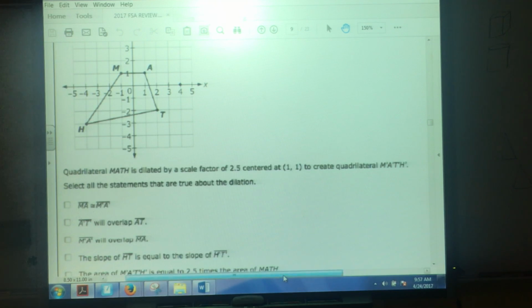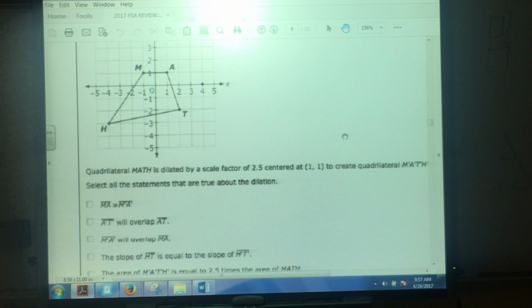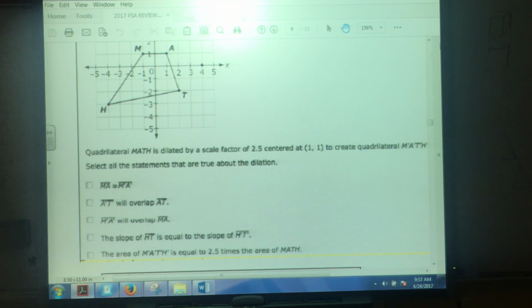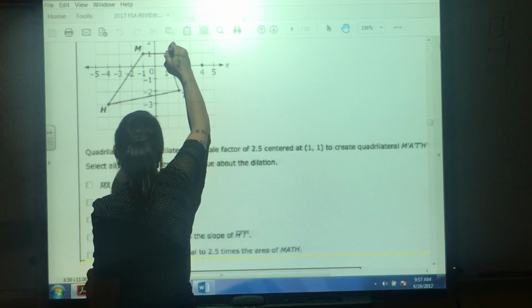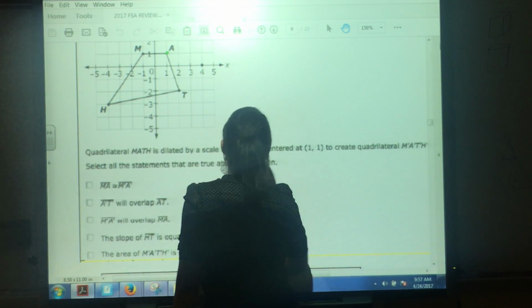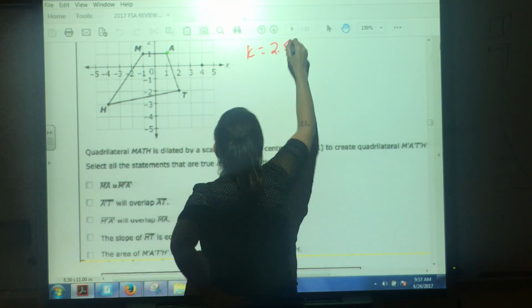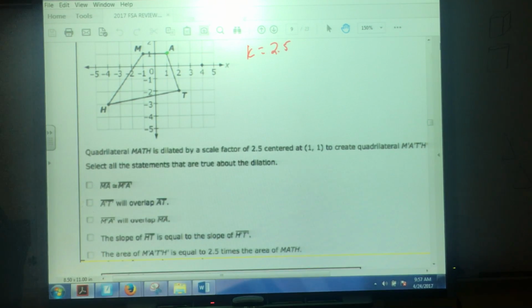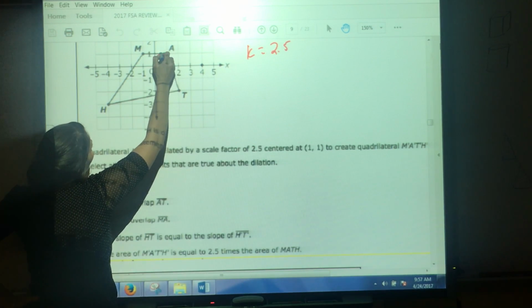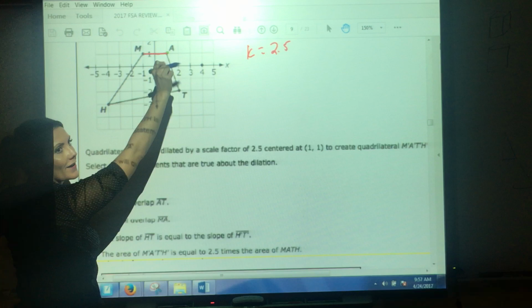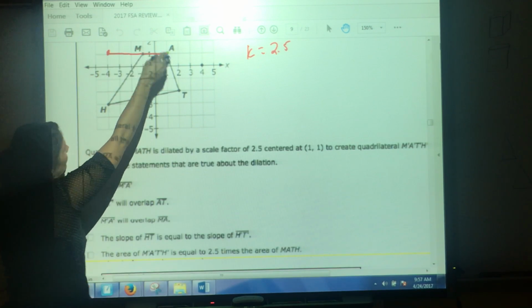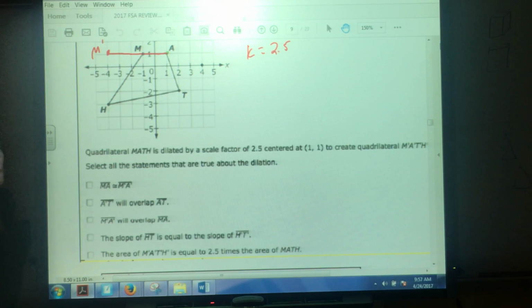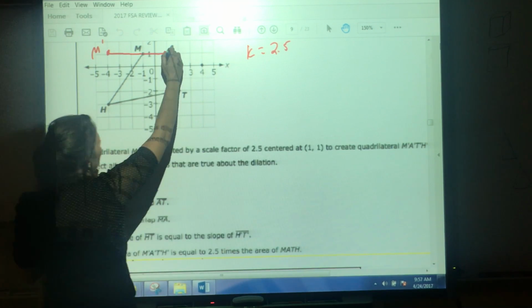All right, I like this one. We have this quadrilateral dilated with a scale factor of 2.5, centered at 1, 1. So A is the center. Scale factor is 2.5, so you know it's going to get larger. Real quick, this right here, 1, 2, that's a scale factor of 1. Our scale factor is 2.5, so I will go 1 more, and then half. That's where M prime ends up.